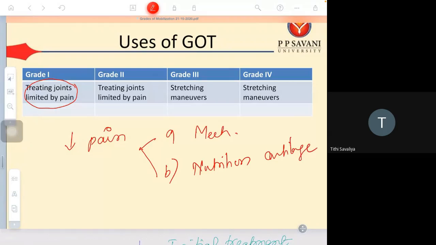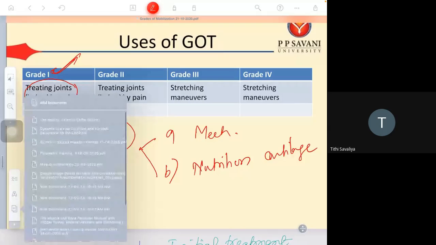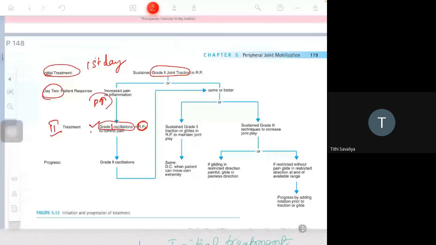Last class we discussed. So when you give grade 1 oscillation, pain will reduce. That is what we want, because the pain has increased now. Pain is increased, right? Pain is increased, so you have to reduce the pain. How will you reduce it? By giving grade 1 oscillation. Are you clear till now?